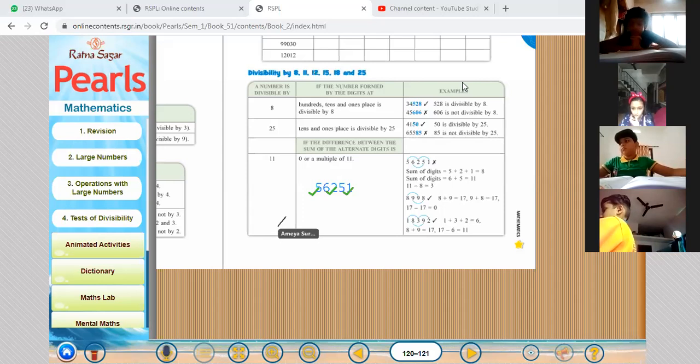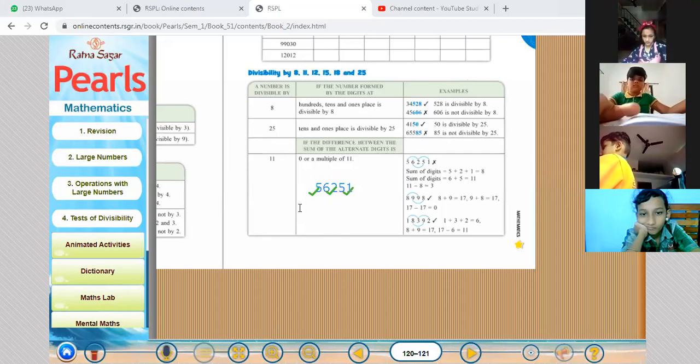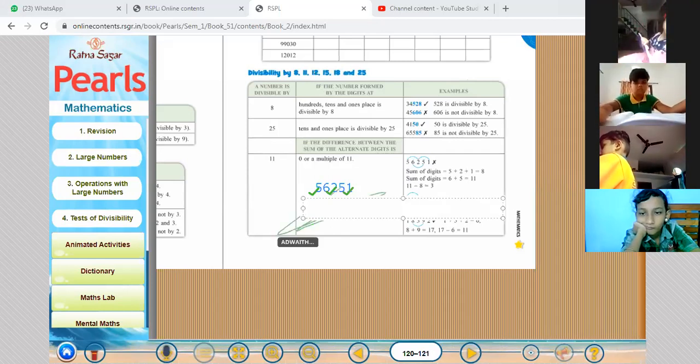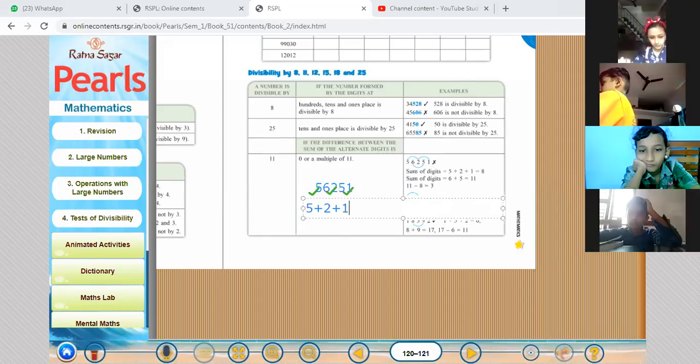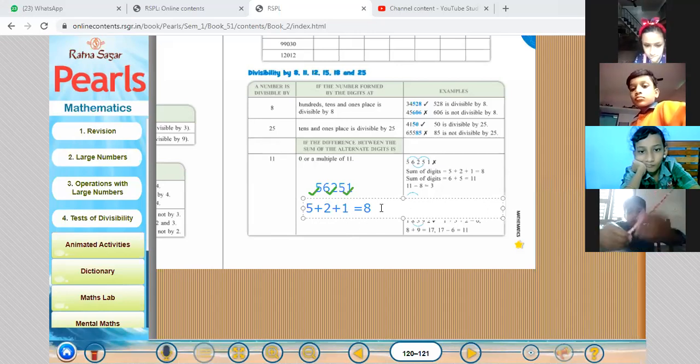Okay, then we know that our first pair of alternate digits is 5, 2, and 1. Please stop writing on your screen. So what is the sum of 5 plus 2 plus 1? What is its sum? 8. It should be 8. So our first pair of alternate digits is 5, 2, and 1, and their sum is 8.